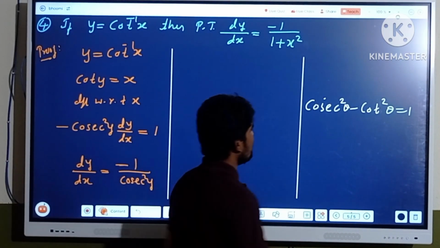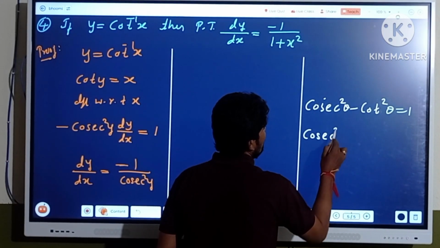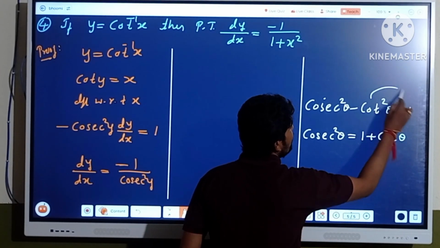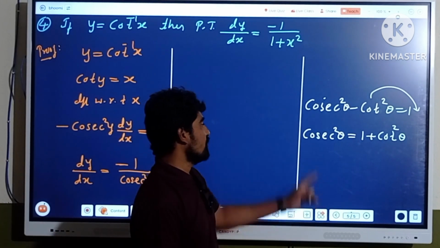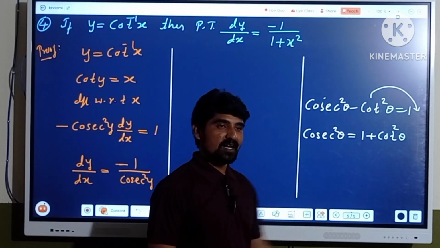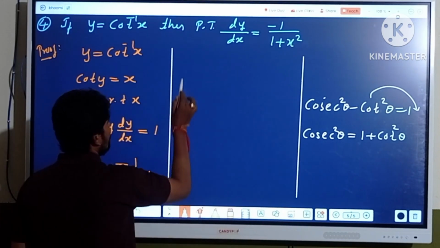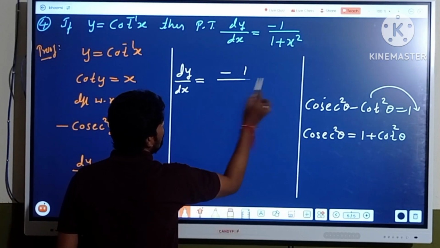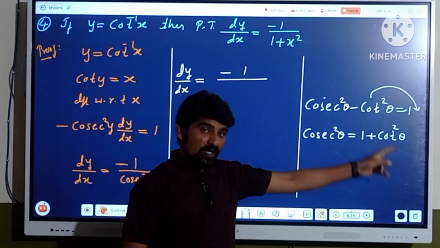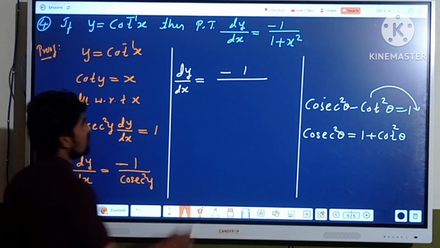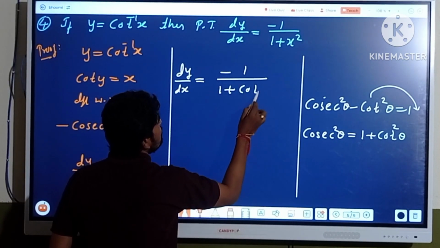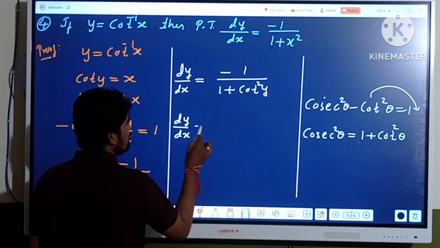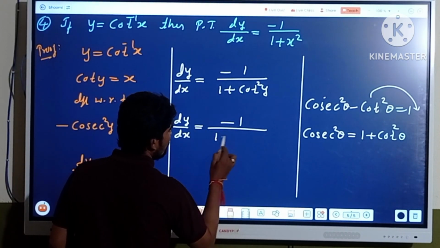So by using this identity, cosecant square theta can be written as 1 plus cot square theta. So shift this minus cot square theta towards the right side. So we got cosecant square theta is 1 plus cot square theta. So from this dy by dx is equal to minus 1 divided by, so cosecant square theta is 1 plus cot square theta, so cosecant square y is 1 plus cot square y. So therefore dy by dx is equal to minus 1 divided by 1 plus cot square y.